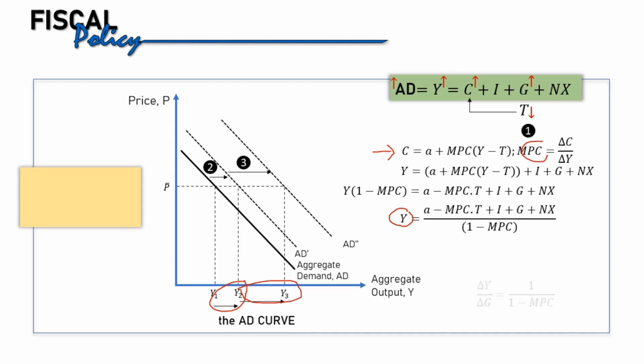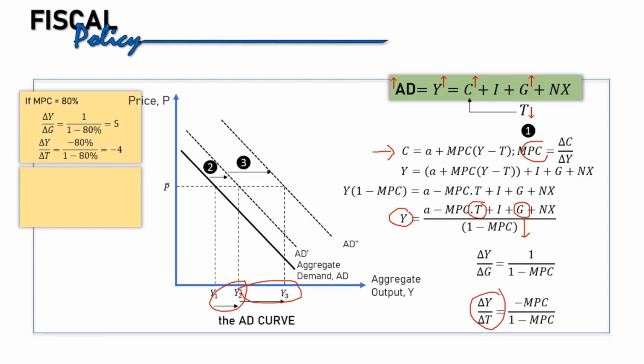And then we can find the impact of change in G to Y, which is delta Y over delta G. It is equal to 1 per 1 minus MPC. This is what we call the government spending multiplier. And we can also find the impact of change in T to Y from the equation, which is delta Y over delta T equals minus MPC per 1 minus MPC. Just like before, this is what we call the tax multiplier.